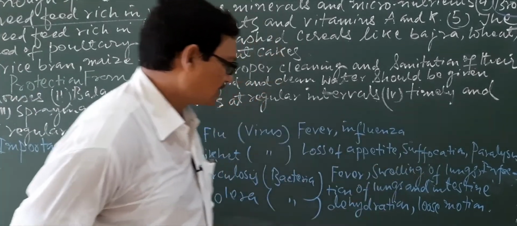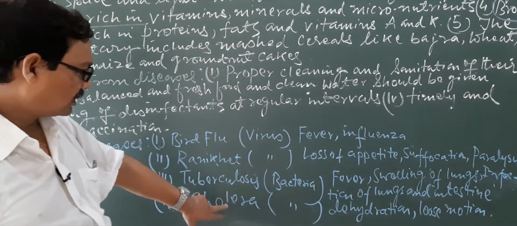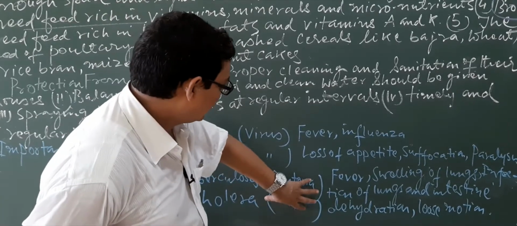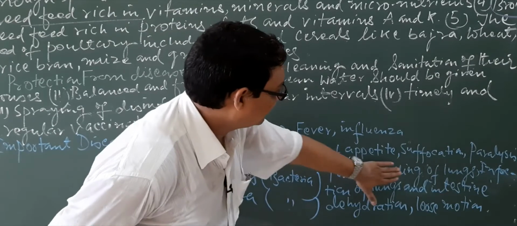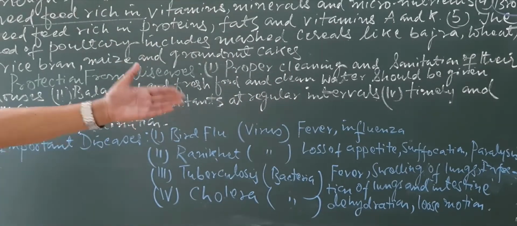Loss of appetite, suffocation, paralysis, tuberculosis and cholera, both are caused by bacteria. The causal agents are bacteria, bacterial diseases, and here are some of their symptoms.